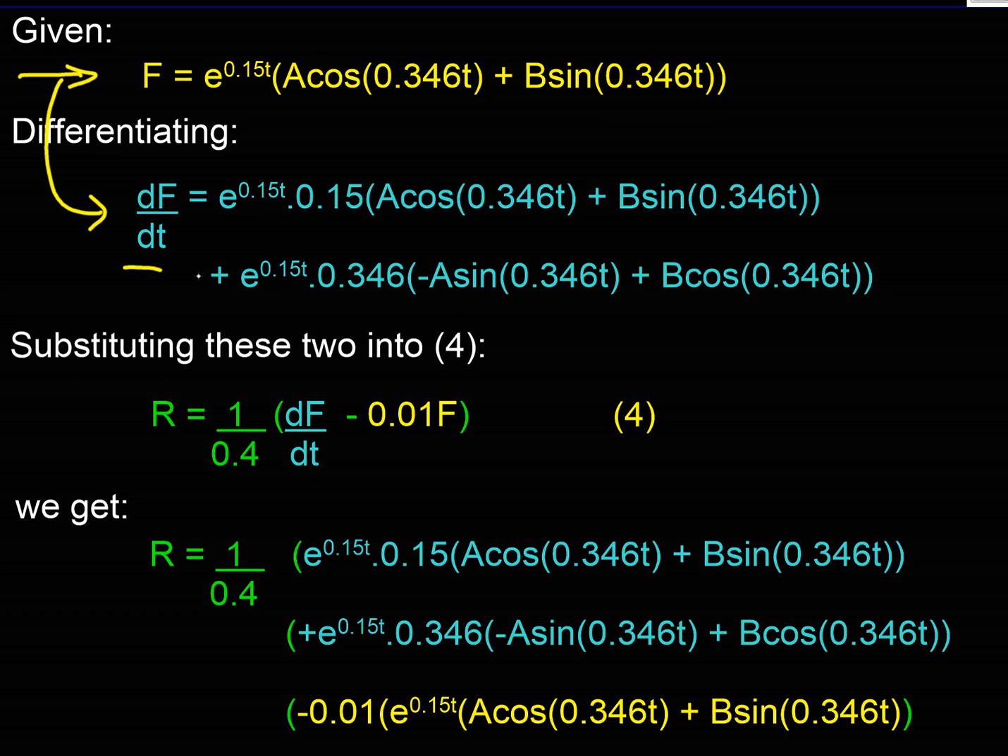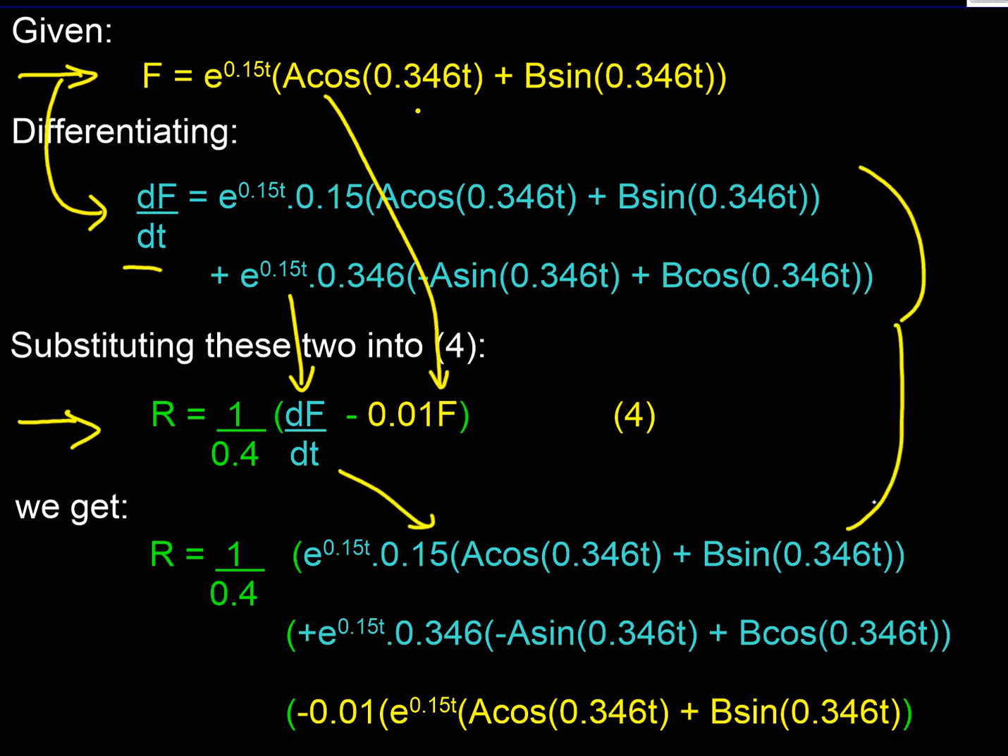And we can take these two expressions we've got for f and df by dt and substitute them into the equation for r. So that bit, the blue, is going to go in there, and the yellow is going to go in there in place of f. And if we do that, we get our two lines. This lot here is going to come down into there, r equals, and the yellow is the minus 0.1, there it is, times the f value.